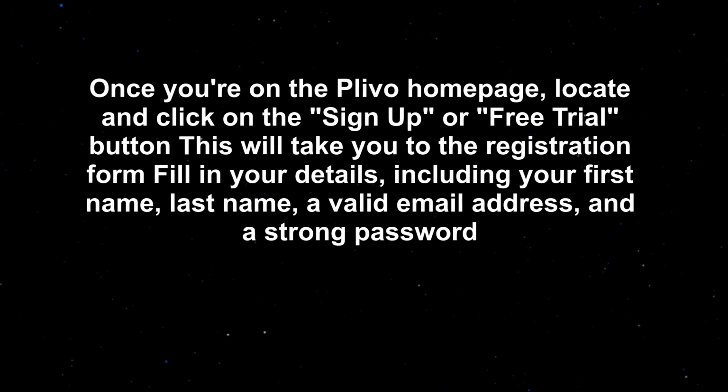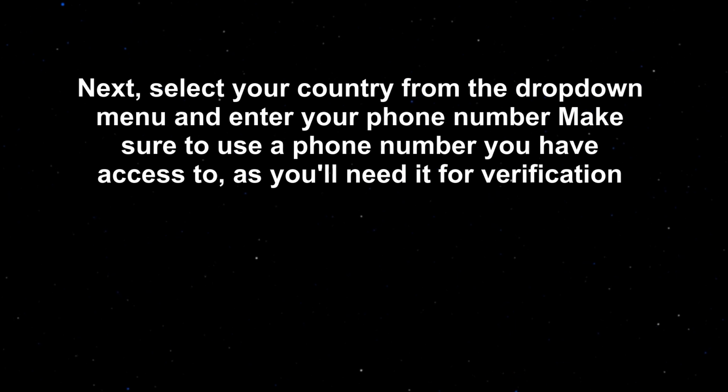Once you're on the Plivo homepage, locate and click on the Sign Up or Free Trial button. This will take you to the registration form. Fill in your details, including your first name, last name, a valid email address, and a strong password. Next, select your country from the drop-down menu and enter your phone number. Make sure to use a phone number you have access to, as you'll need it for verification.